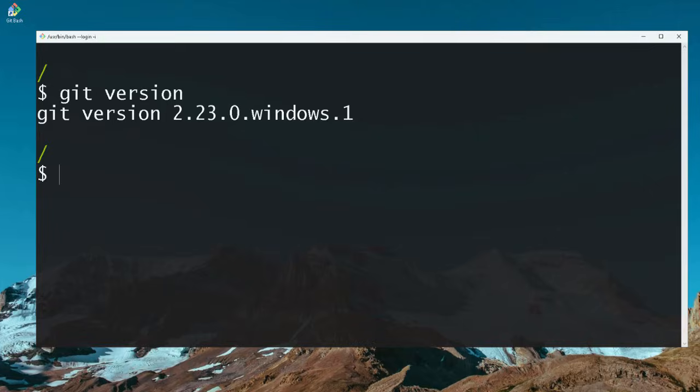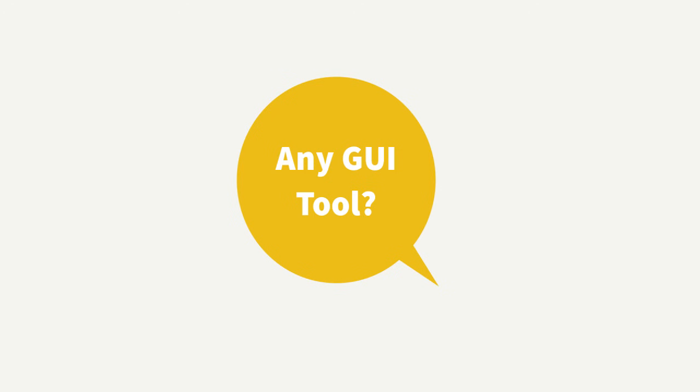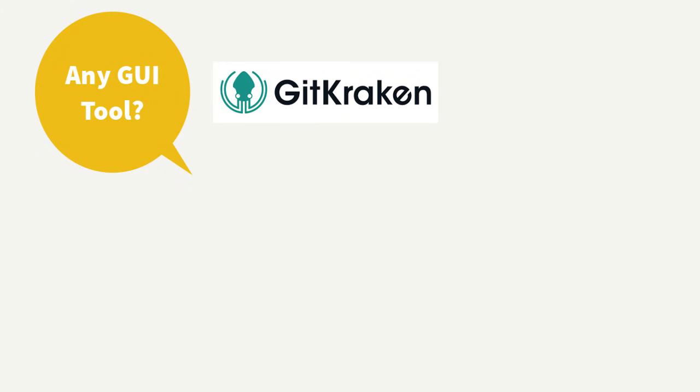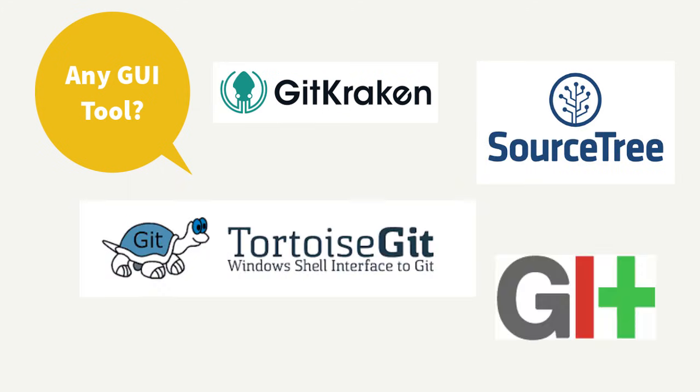This is command line interface for Git operations. Do we have any GUI tools for Git? Oh yeah, we do have many, and there are some of the examples: Git Kraken, Source Tree, Tortoise Git, and Git UI. Git UI is already installed with the Git setup.